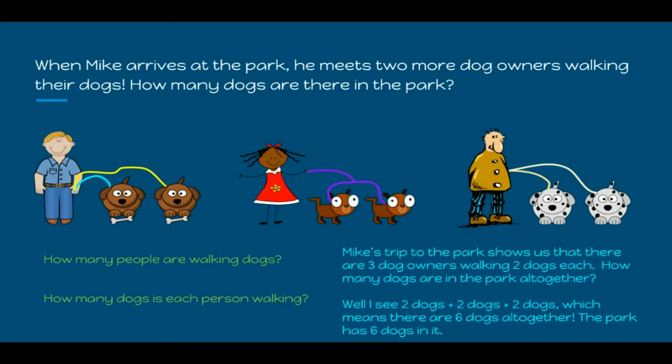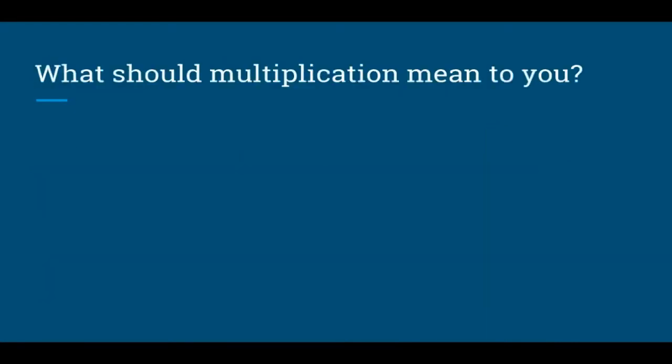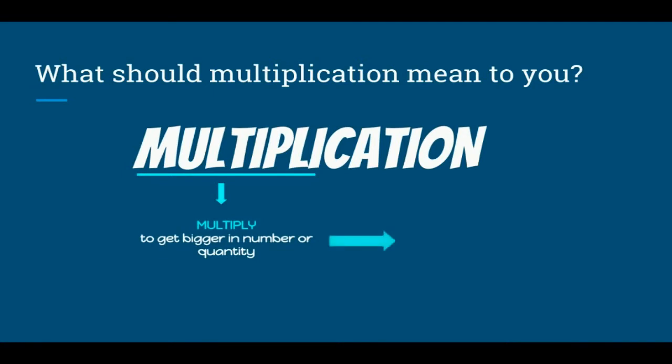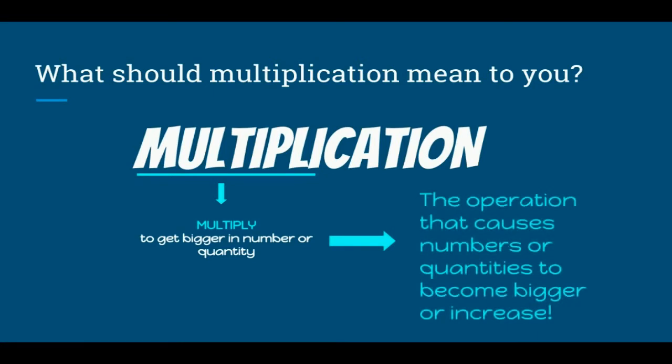You'll realize that when we multiply, we end up using equal groups, just like the groups of dogs that each of these dog owners has. So what should multiplication mean to you? When we look at the word multiplication, we see a familiar word. Multiply. It means to get bigger in number or quantity. So when we talk about multiplication, we're talking about the operation that causes numbers or quantities to become bigger or increase.